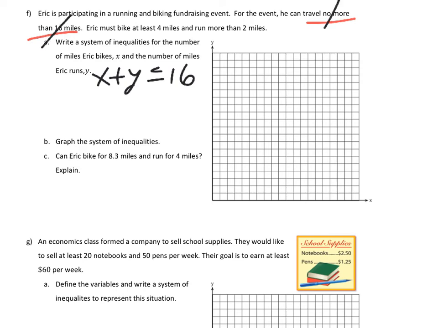Eric must bike at least 4 miles. Well, biking is x, at least 4 miles, so he can bike 4 miles or more, so x must be greater than or equal to 4. And that last piece, and run no more than 2 miles. So running is y, no more than 2. So we can run 2 or less, so y is less than or equal to 2.